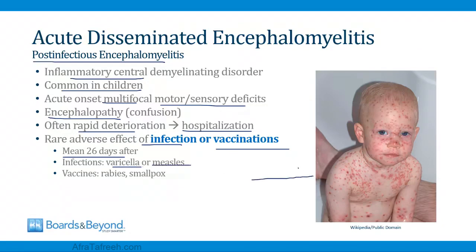This is a child with chickenpox, which is varicella infection, shown on the screen here. These infections are uncommon today because of immunizations, but before the era of immunizations, children who had measles or chickenpox often developed this disorder several weeks later. In terms of vaccines, it's been reported as following vaccination for rabies and smallpox in some patients.